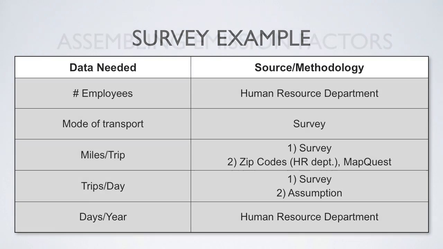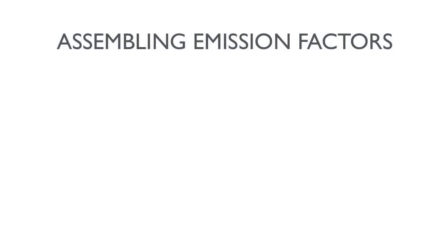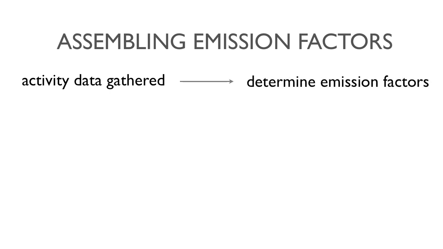Assembling emission factors. Once all the activity data has been gathered, the next step is determining the appropriate emission factors. Emission factors are published by a wide range of state and national agencies, as well as intergovernmental agencies such as the IEA and IPCC.